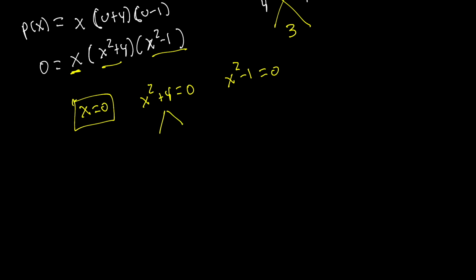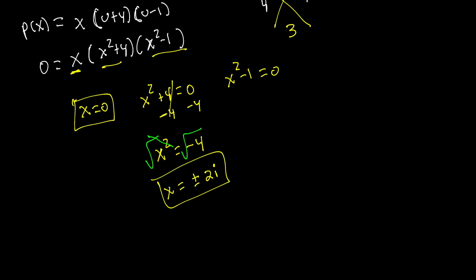My second equation, I'm going to subtract 4 from both sides, leaving me with x squared equal to negative 4. I'm going to take the square root. On the left-hand side, the square and the square root cancel out, leaving me with x equal to plus or minus 2i. Since I have a negative 4, I'm going to get an imaginary solution.